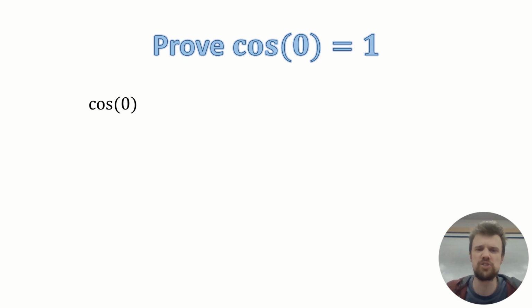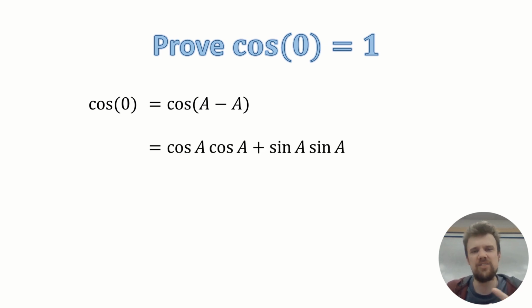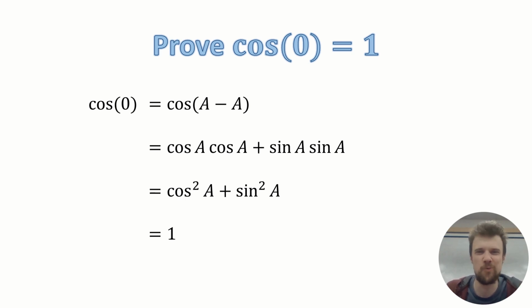And then what about cos of 0? Well, again, we can do the same thing. We could rewrite that as cos of a minus a, and then plug it into the identity. And then this time, you need to do a bit of simplifying. Cos of a times cos of a is just cos squared of a, and then sine of a times sine of a is just sine squared of a. But hopefully you've seen it. OMG, yes, we have the classic identity. Sine squared a plus cos squared a must be equal to 1 by the famous trig identity. And therefore, cos of 0 has got to equal 1.